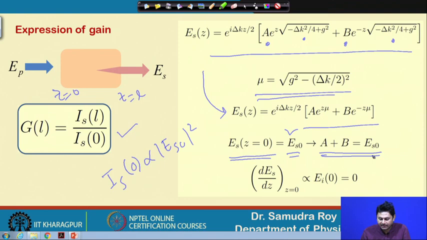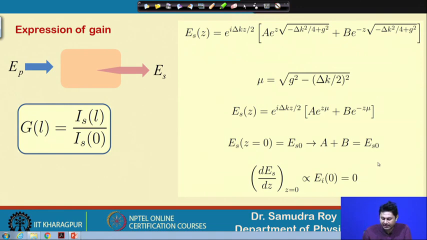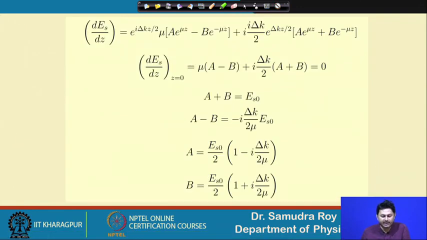Now, again, we know that when we have two variables like A and B, one relation we find by putting z equal to 0, and another condition we can find by making the derivative of the left hand side equal to 0, because there is no idler here at z equal to 0. So, dEs/dz at z equal to 0 should be proportional to Ei, the idler field at z equal to 0, which is 0. There is no idler at z equal to 0. So, we have another expression, which gives another relationship between A and B, and we can solve and find exactly what A and B are.